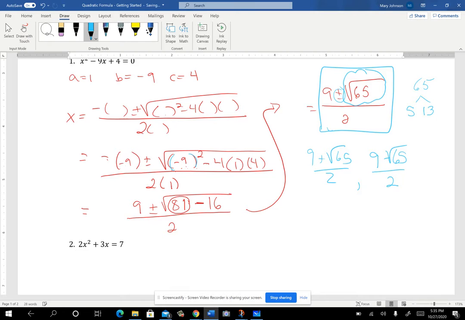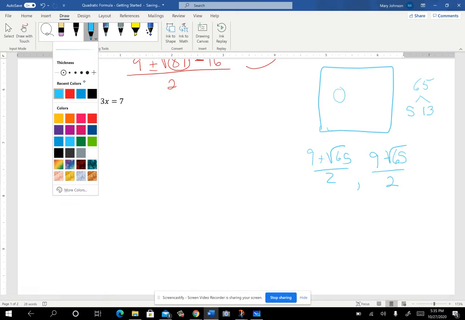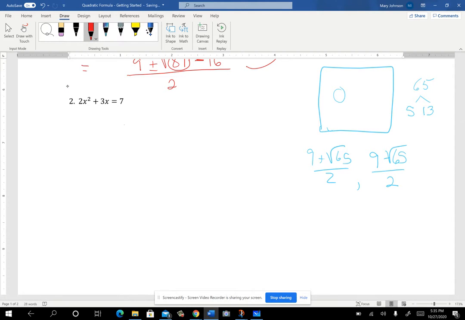Okay, now let's try one more. With the second one, I don't have it equal to 0. So we have to do that just like we do with the first. Let me change back to the red. I think it's easier to see. So I'm going to subtract the 7, and I'm going to have 2x squared plus 3x minus 7 equals 0 when I do that. All right, now this particular problem won't factor.